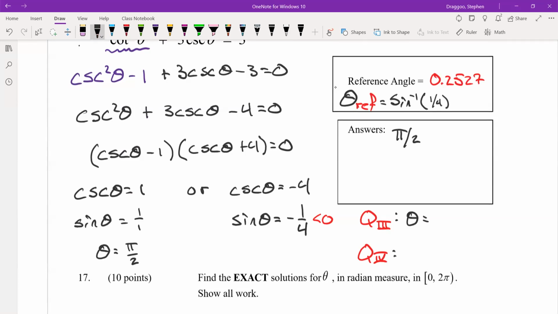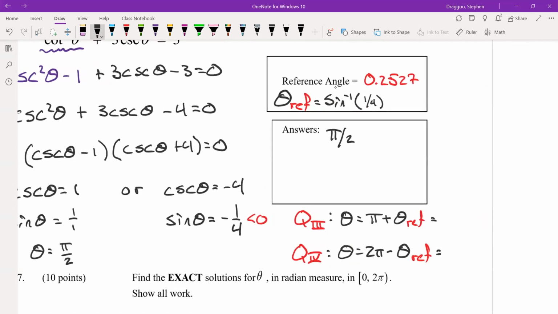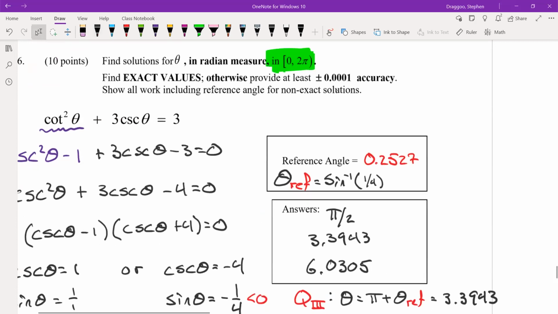And then to get the correct answers, I need pi plus that reference angle, and 2 pi minus that reference angle. Plugging it into a calculator, I got 3.3943 and 6.0305 respectively. So this time I was only asked to find answers between 0 and 2 pi, so I don't need all my coterminal angles. I just need the two angles that are between 0 and 2 pi.